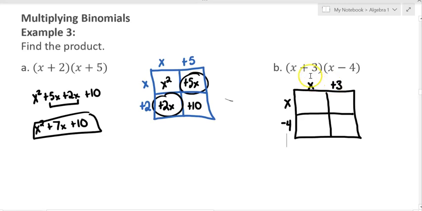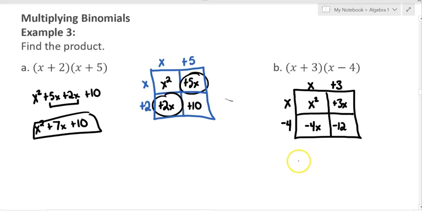So it doesn't matter which parentheses goes where. I put x plus 3 on the top, and then I put x, and then put minus 4. Look how I put that minus with the 4. All right, so this top left is x times x, that's x squared. Top right is x times 3, that's 3x. The bottom left corner is negative 4 times x, which is negative 4x. The bottom right corner is negative 4 times 3, which is negative 12.